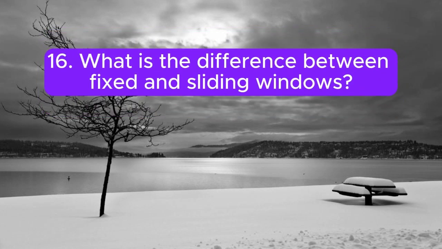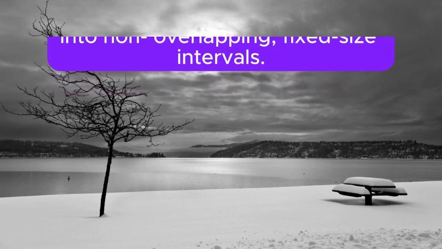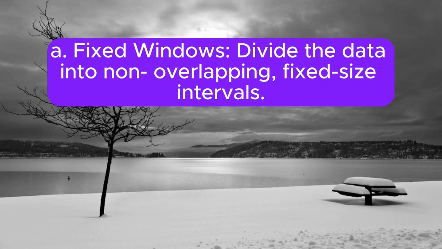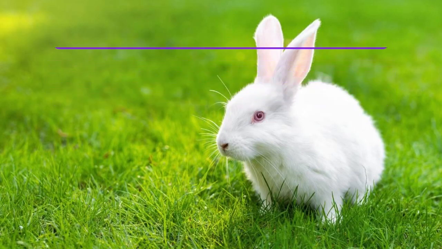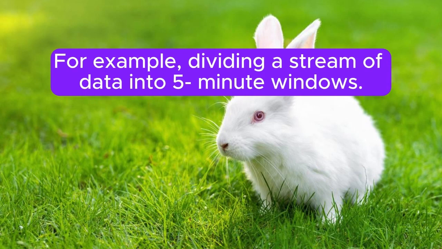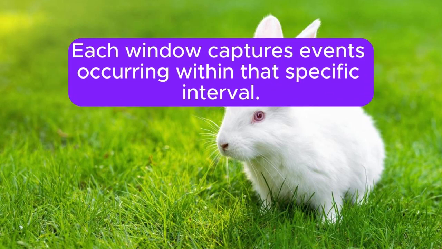16. What is the difference between fixed and sliding windows? Answer. A. Fixed windows divide the data into non-overlapping, fixed-size intervals. For example, dividing a stream of data into 5-minute windows. Each window captures events occurring within that specific interval.